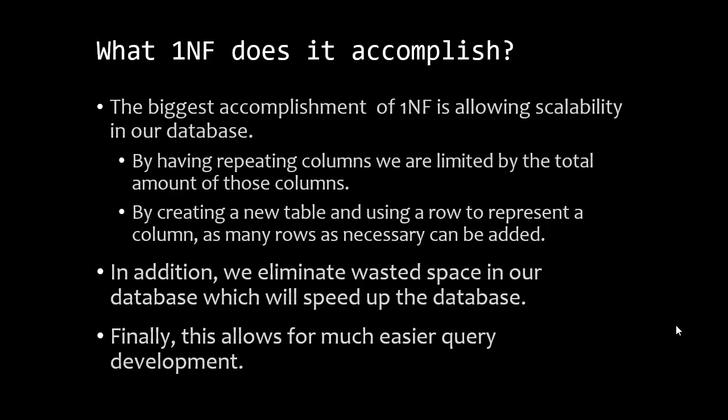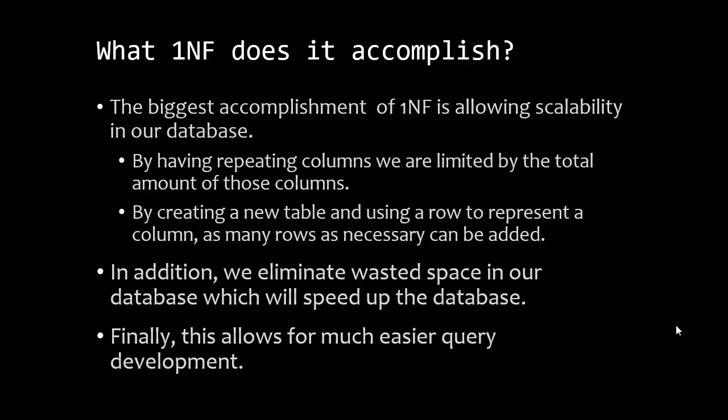What does it accomplish? The biggest accomplishment of first normal form is to allow scalability in our database. By having repeating columns, we're limited by the total amount of those columns. I hope you agree with that. Meaning that if we only have 10 columns to add for 10 courses for a student, what happens if they take an 11th course, a 12th course? All right, by creating a new column and using a row to represent the column, as many rows as necessary can be added. At this point in time, you should understand that whole concept of a row. So a row is an instance, right? An instance of that particular situation. So based upon your understanding now of a student, and a student ID being the primary key in the student table, and your understanding of a foreign key, correct? In the course table, in this case here, every row represents the courses that that student has taken. This allows scalability. That's what first normal form is all about.